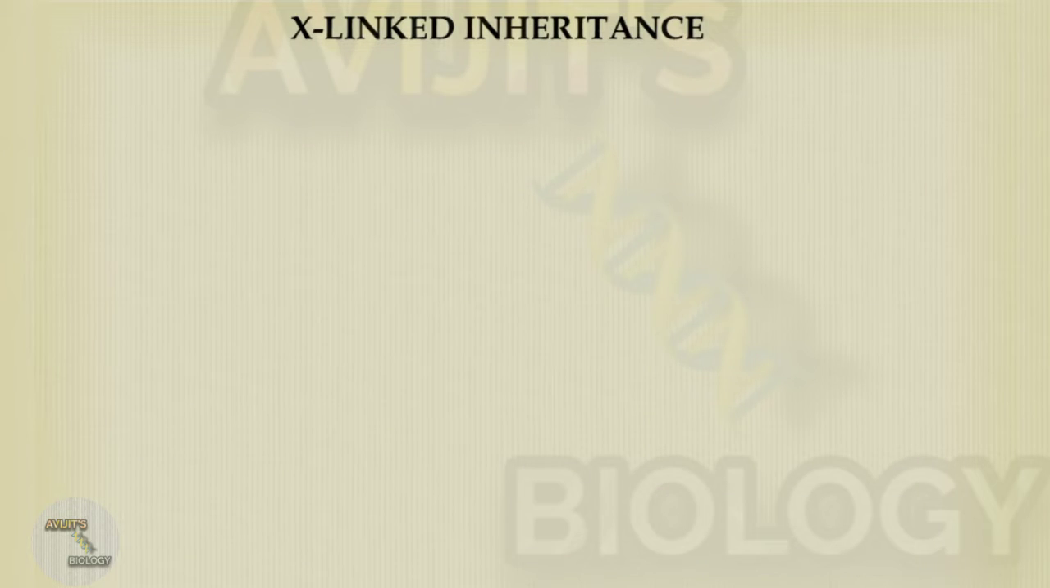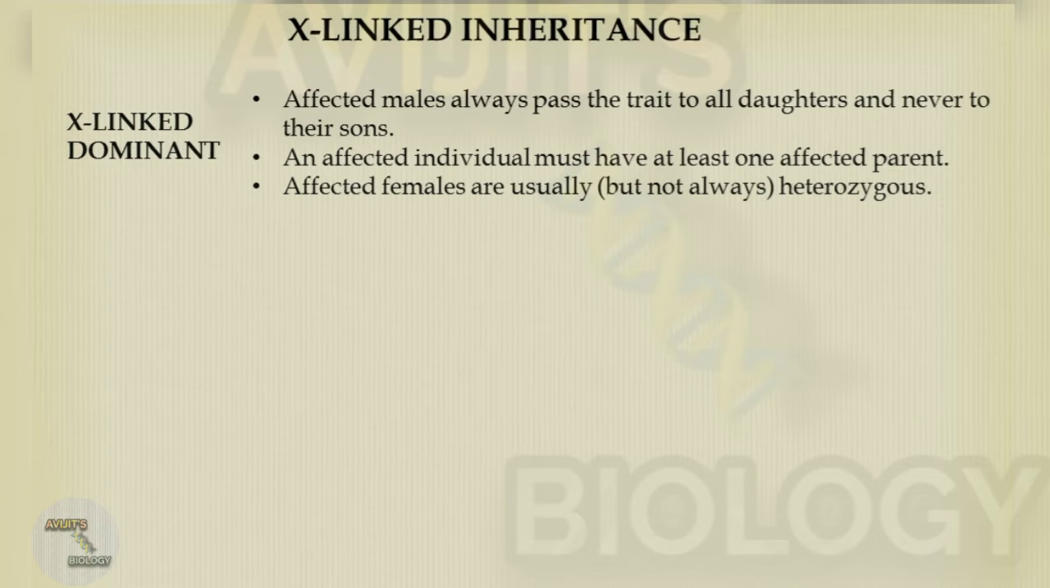Now next one is the X-linked inheritance. This type of inheritance passes through the X chromosome. This type of inheritance can also be X-linked dominant and X-linked recessive. So first of all, the X-linked dominant characteristics. For X-linked dominant inheritance, affected males always pass the trait to all daughters and never to their sons.